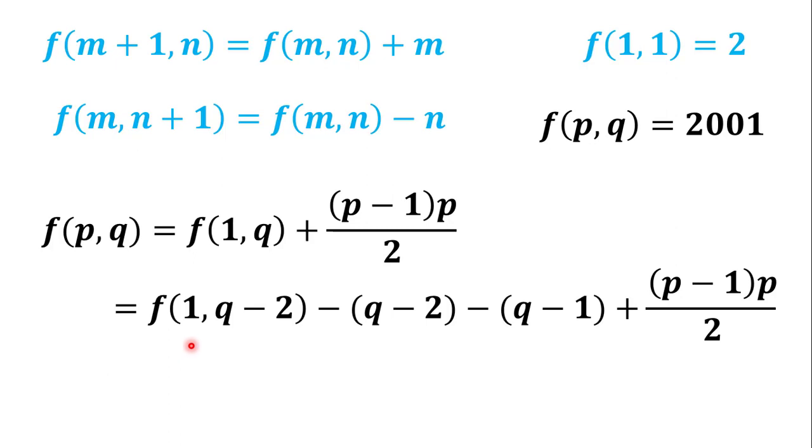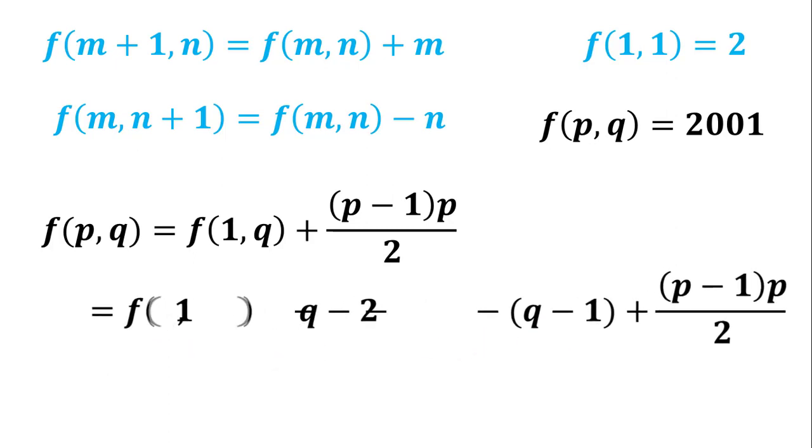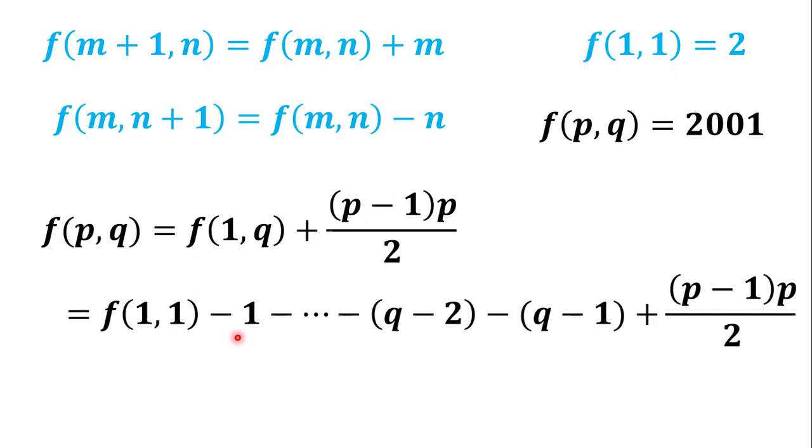At the end of this process, we're going to get f of 1 and 1 minus 1 minus 2 minus 3 up to minus q minus 1. We can factor out minus 1 from these terms. So we're going to get minus 1 times 1 plus 2 plus 3 up to plus q minus 1, and the sum of 1 plus 2 plus 3 up to q minus 1 is going to be q minus 1 times q over 2.